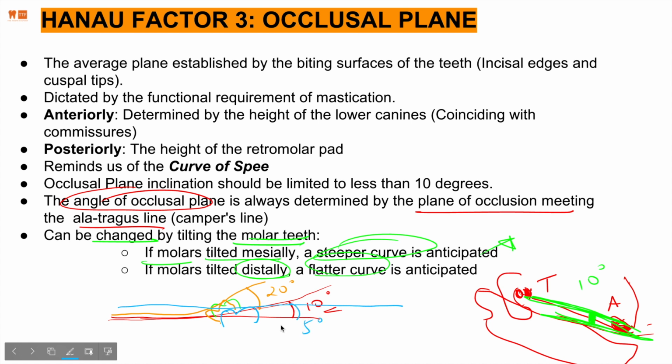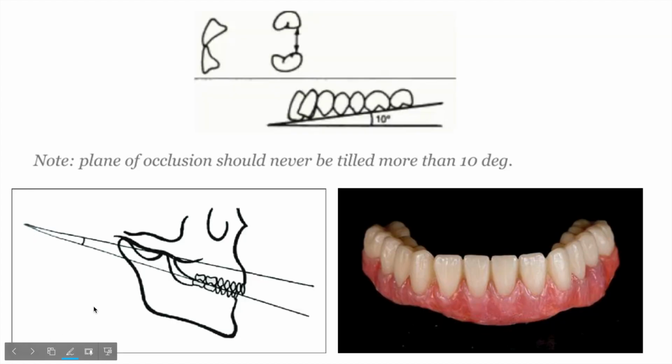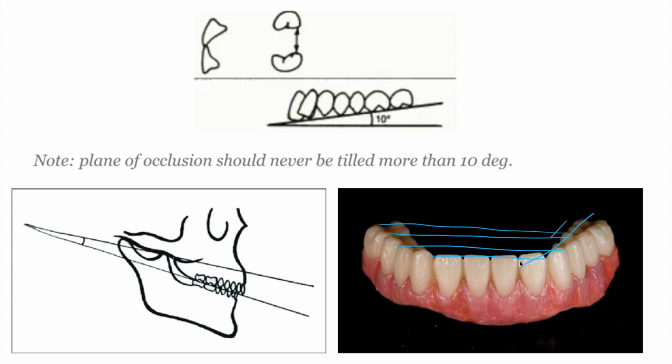Well, that's exactly what this is. If molar teeth are tilted mesially, that way, then it's a steeper curve. If it's distally, that way, then it's a flatter curve. Fair enough? Awesome. So here's the angle. Occlusal plane, this is the occlusal plane, right? Horizontally speaking, this way. Anteriorly speaking, this way. The piece of paper that we were talking about, this is the occlusal plane.